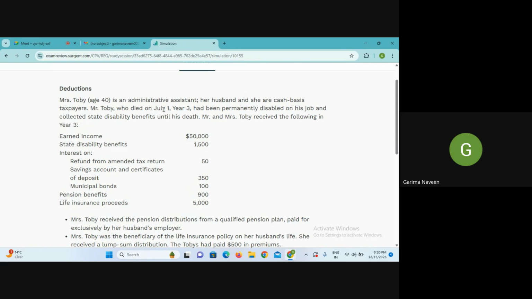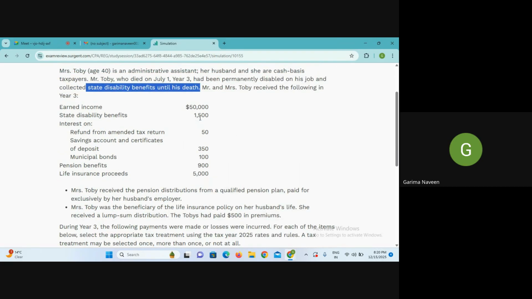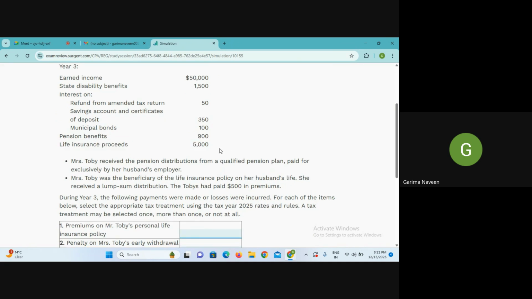Mr. Toby, who died on July 1st, year 3, had been permanently disabled on his job and collected the state disability benefit until his death. Mr. and Mrs. Toby received the following in year 3. So he has the following income. Both of them have income like earned income, state disability benefit, interest on refund from amended tax return, savings account and certificates of deposit, municipal bond, pension benefits, and life insurance proceeds.